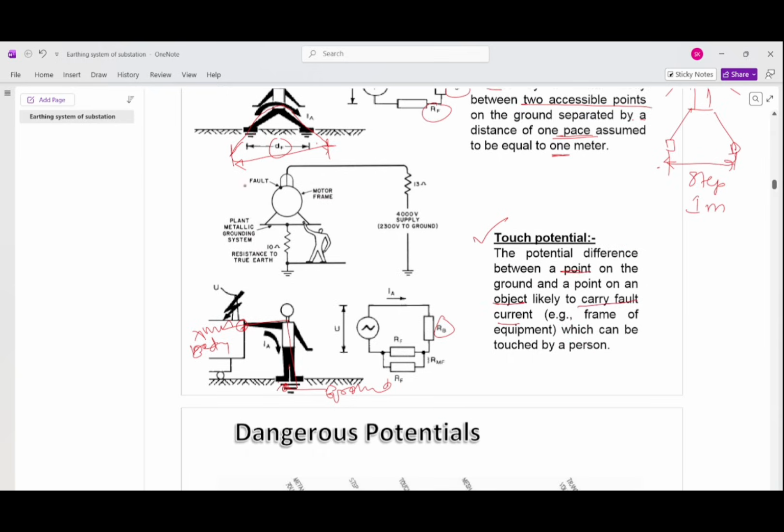So very important point. Here also one motor is shown, and the motor has got a faulty earth fault, and if a human touches the motor body with his feet on the ground, this path will be created up to the ground, and this fault current will create a touch potential across these 2 points. After generation of this touch potential, current will start to flow through the body.